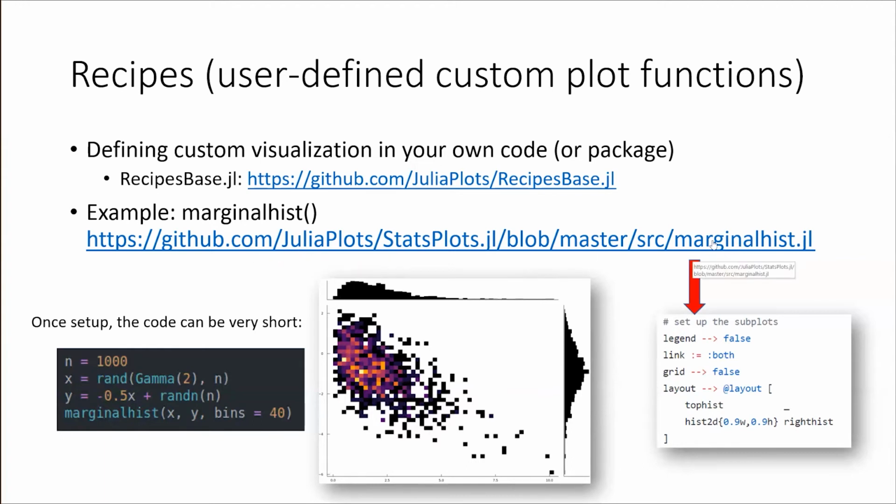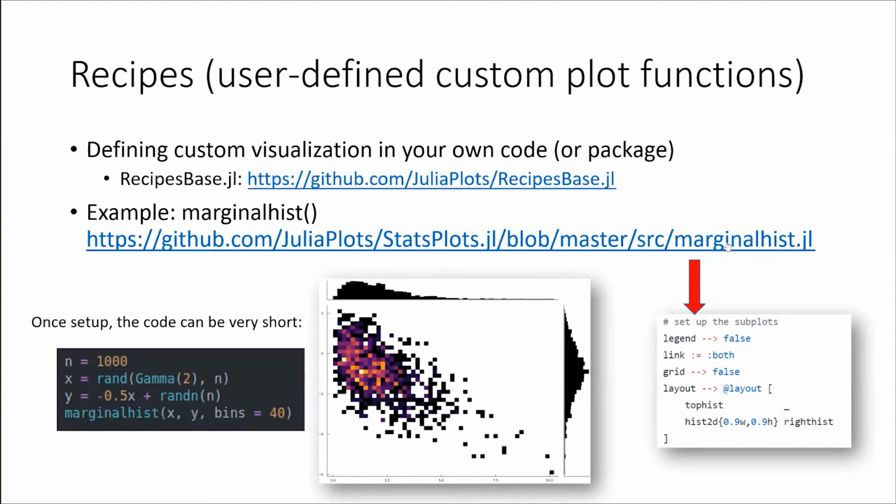Someone created this, called marginal histogram, and it is created as a Julia plotting recipe. Actually, this is one of the recipes in a package called StatsPlots in Julia. If you're interested, you can go there. And StatsPlots is one of the packages under the JuliaPlots organization.